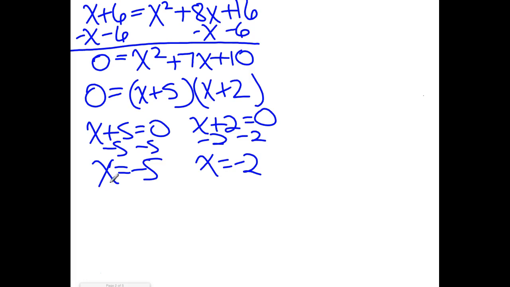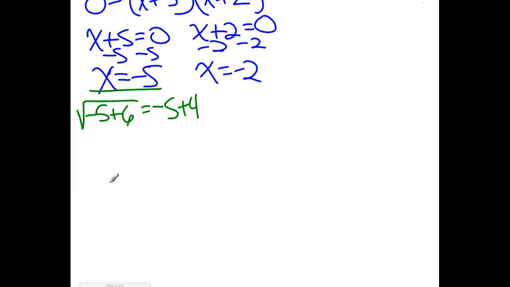Okay? All right, so what we do, remember when we check, is we go back all the way to the original problem. So I'm going to check in this one first. So I'm going to have the square root of negative 5 plus 6. And then I have negative 5 plus 4. Now for these guys, for your checks, they shouldn't take that much time. Because look at this. Inside here, I have negative 5 plus 6, which is 1. And the square root of 1 is just 1.